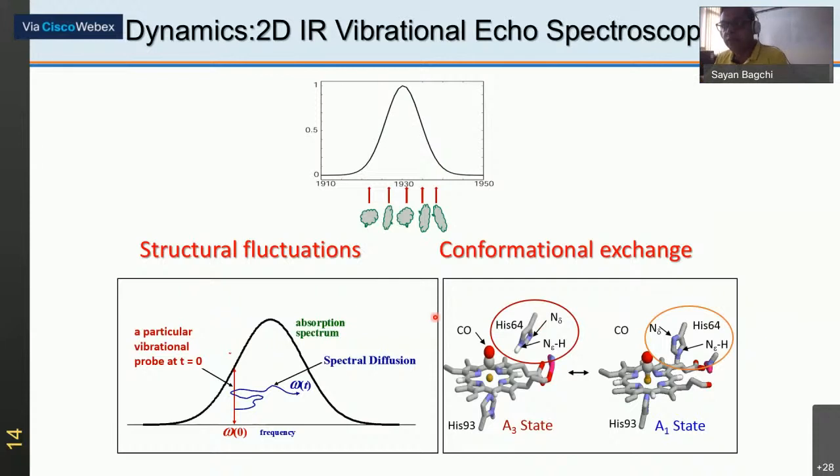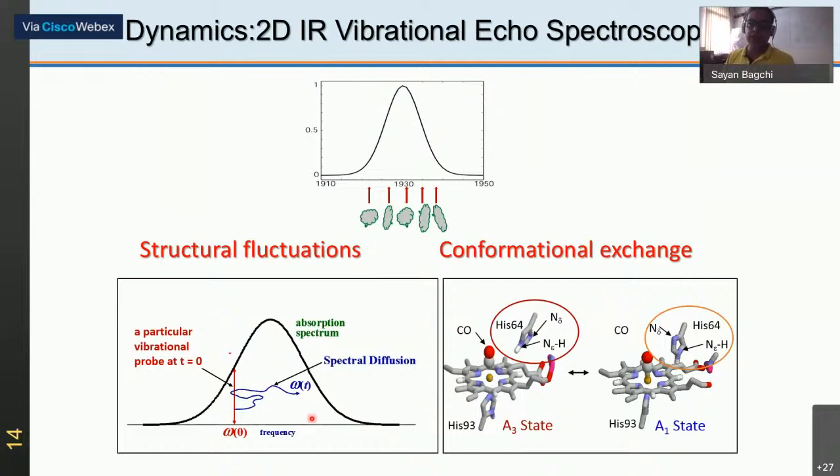One is the dynamics within this peak. As I said, at zero time some particular bond of a particular molecule was here, and at time t it has diffused through the spectrum. Let's say this is my point after time t. Because with time it is diffusing through the spectrum, this process is known as spectral diffusion. So this process gives us the fluctuation dynamics. That means the system is fluctuating, and within the distribution, each molecule is changing over time.